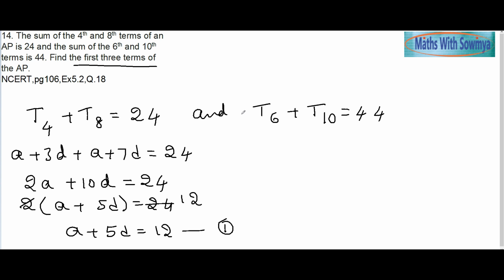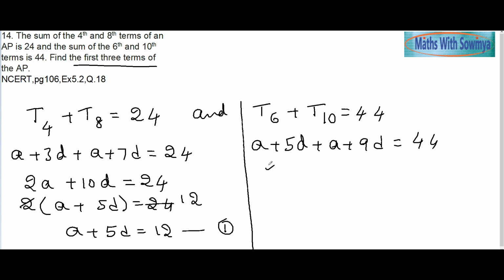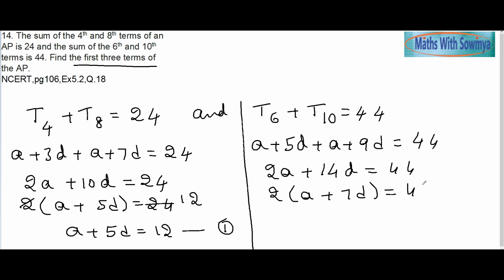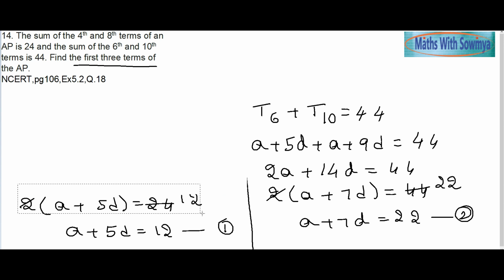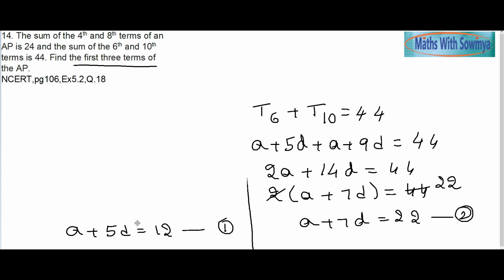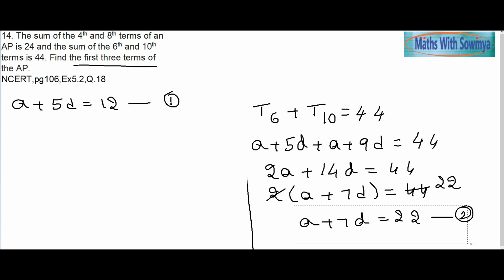Let us take the second one here. This is A plus 5D plus A plus 9D, which is equal to 44. 2A plus 14D is equal to 44. Again take the 2 common: A plus 7D will be 22. So we got the 2 equations here. Let us put the 2 equations and find A and D. This is my first equation and this is the second equation.